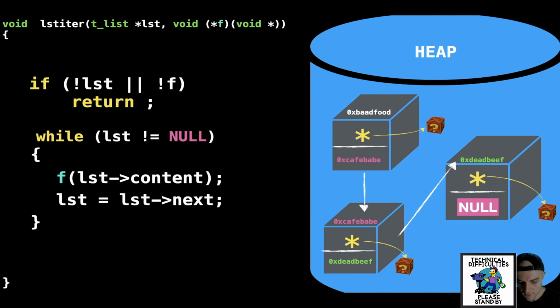We go on the cafe baby node. We apply the function to the box. We move on to that beef node, apply the function, and then finally list is going to be equal to null, and we are done. We managed to apply the function to all the elements through iteration using this pointer, and that's pretty simple, right? I guess. All right. That's it for the list iteration function.